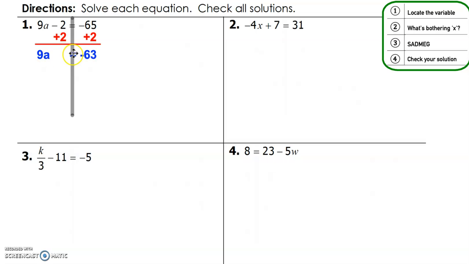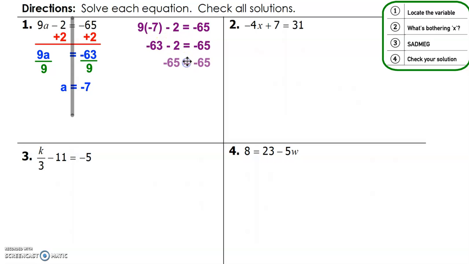That's going to leave me with 9a equals negative 63. Now I see that I have multiplication to get rid of, so I can divide by 9. When I do that, I'm going to be left with a equals negative 7. Then I can take that negative 7 and check my work to make sure that it's right. So I take that negative 7 and plug it back in for a to make sure that this is the solution to the equation. So 9 times negative 7 is negative 63, minus 2 gives me negative 65. Because both sides are equal, I know that's my answer.